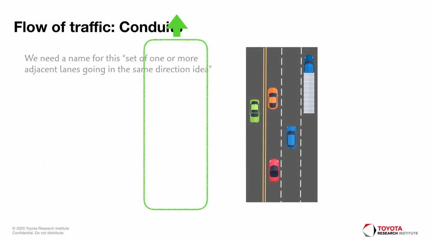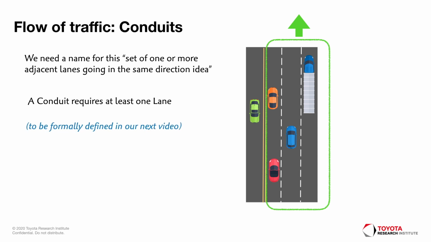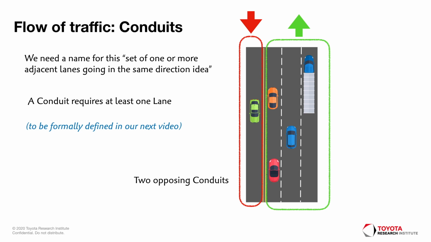This observation that a set of lanes flowing traffic in the same direction is a key concept, and we would like to give it a formal name. The word conduit refers to a flow of something, so it seems appropriate. In our model, then, a conduit will refer to a set of one or more adjacent lanes, all flowing traffic in a single direction. And of course, we'll need to formally define lane, but we're going to cover that in our next video. Two-way traffic can be accommodated by pairing up opposing conduits.